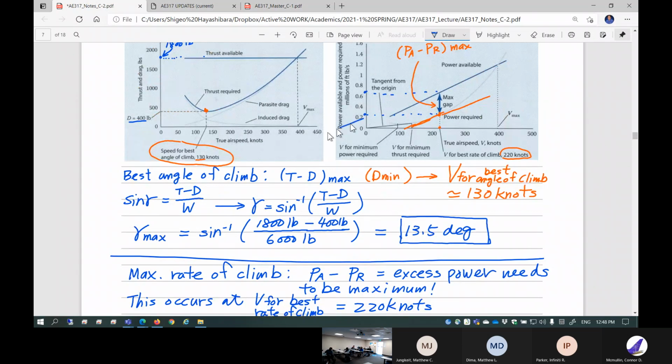If you read off this value, 0.24, and if you read off this value, this is 0.68. And this is in millions of foot-pound per second. So this is actually 240,000 and this is 680,000 foot-pound per second. Let's be careful about that.